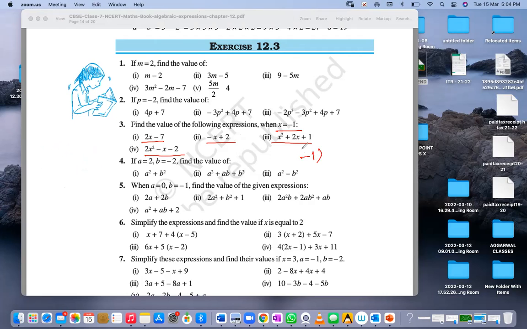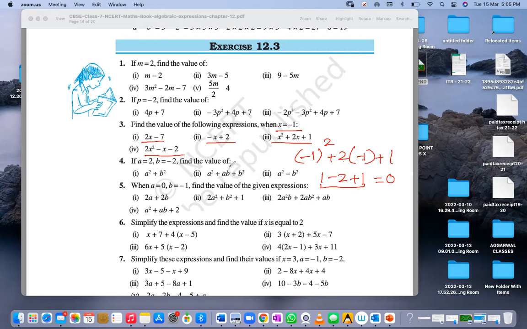And don't skip the step. First write it this way. 2 bracket -1 plus 1. Write the steps first. And then you evaluate. -1 square gives +1. -2 into 1 gives -2 and +1. You're getting 1 plus 1, 2 minus 2 is 0.